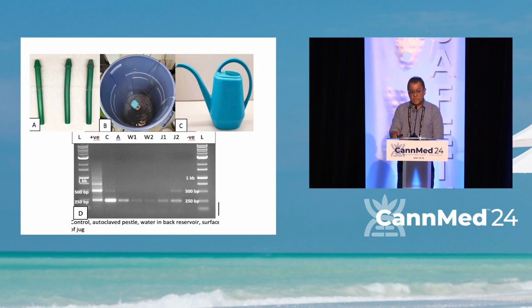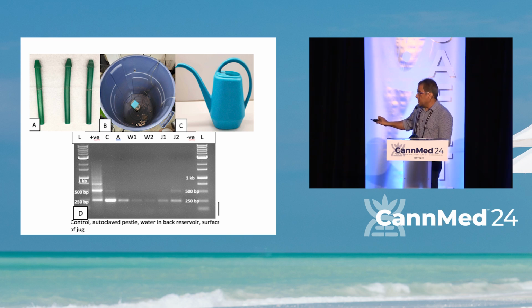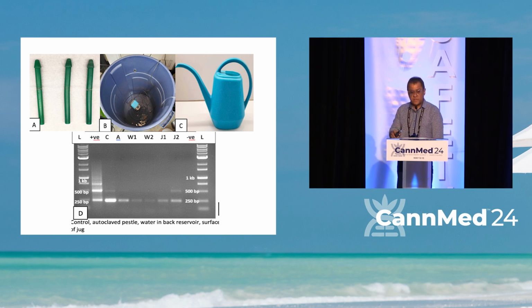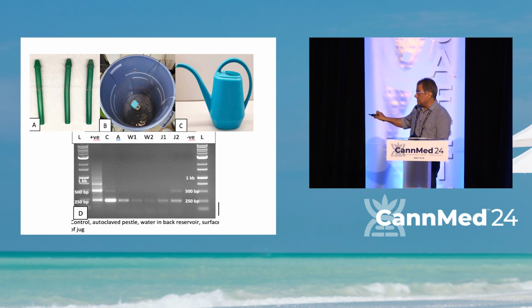We were surprised with this finding. This is a situation where my student, because they wanted to save on the environment and economics, used these disposable pestles, which are supposed to be used once and thrown away, but they decided to hang on to them and autoclave them. And after every cycle of autoclaving, we checked to see whether the hop latent viroid was present. And lo and behold, a cycle of autoclaving does not destroy this particular viroid.